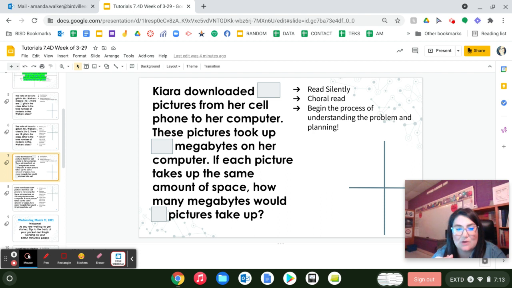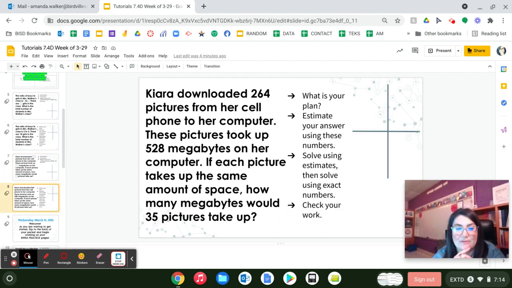Think about the things that we're understanding here. We're downloading pictures. Each picture is taking up a certain amount of space, and we want to know how many megabytes a certain number of pictures would take up. So you would set up a proportion. We would have pictures and megabytes, set up what you know, set up what you need to know, and then we could cross multiply and divide. That would be the process of a proportion.